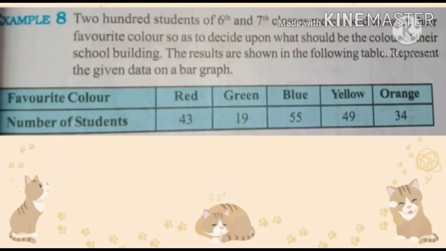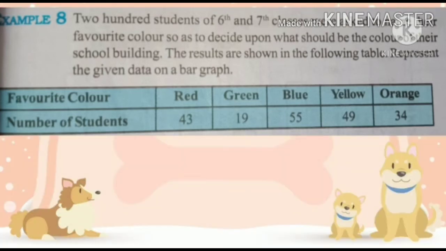Let us work out the following example. 200 students of 6th and 7th classes were asked to name their favorite color so as to decide upon what should be the color of their school building. The results are shown in the following table. Represent the given data on a bar graph.